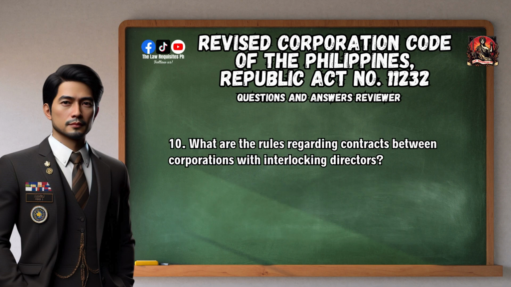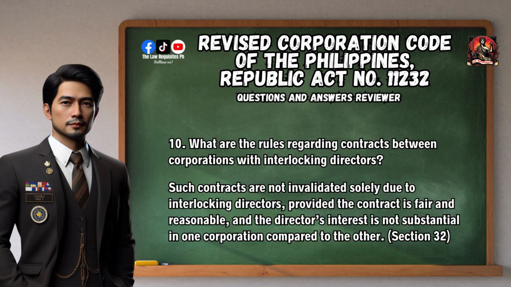10. What are the rules regarding contracts between corporations with interlocking directors? Such contracts are not invalidated solely due to interlocking directors, provided the contract is fair and reasonable, and the director's interest is not substantial in one corporation compared to the other. Section 32.